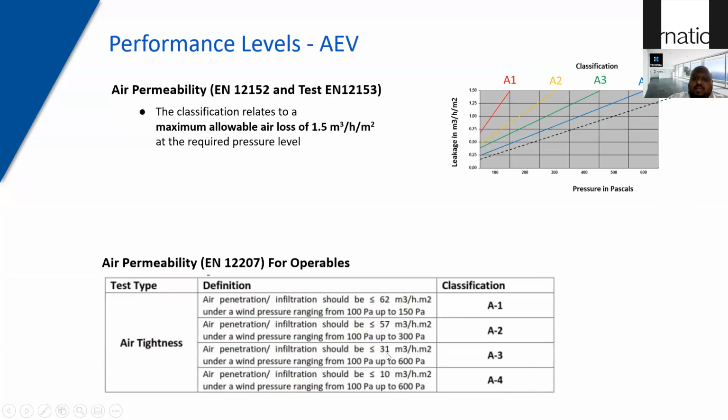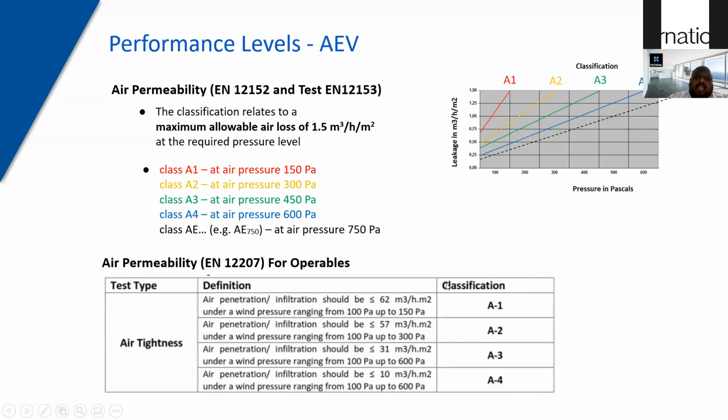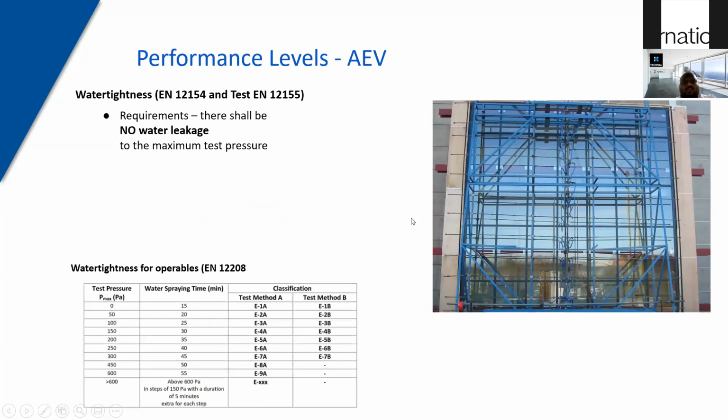It's very important that you have a tight facade so that you don't spend a lot of money on cooling loads. Anything beyond 750 Pascal is generally classified as AE 750 and so on. The more the air pressure beyond 600, which is generally not the practice, you start to classify them as such and so on and so forth.